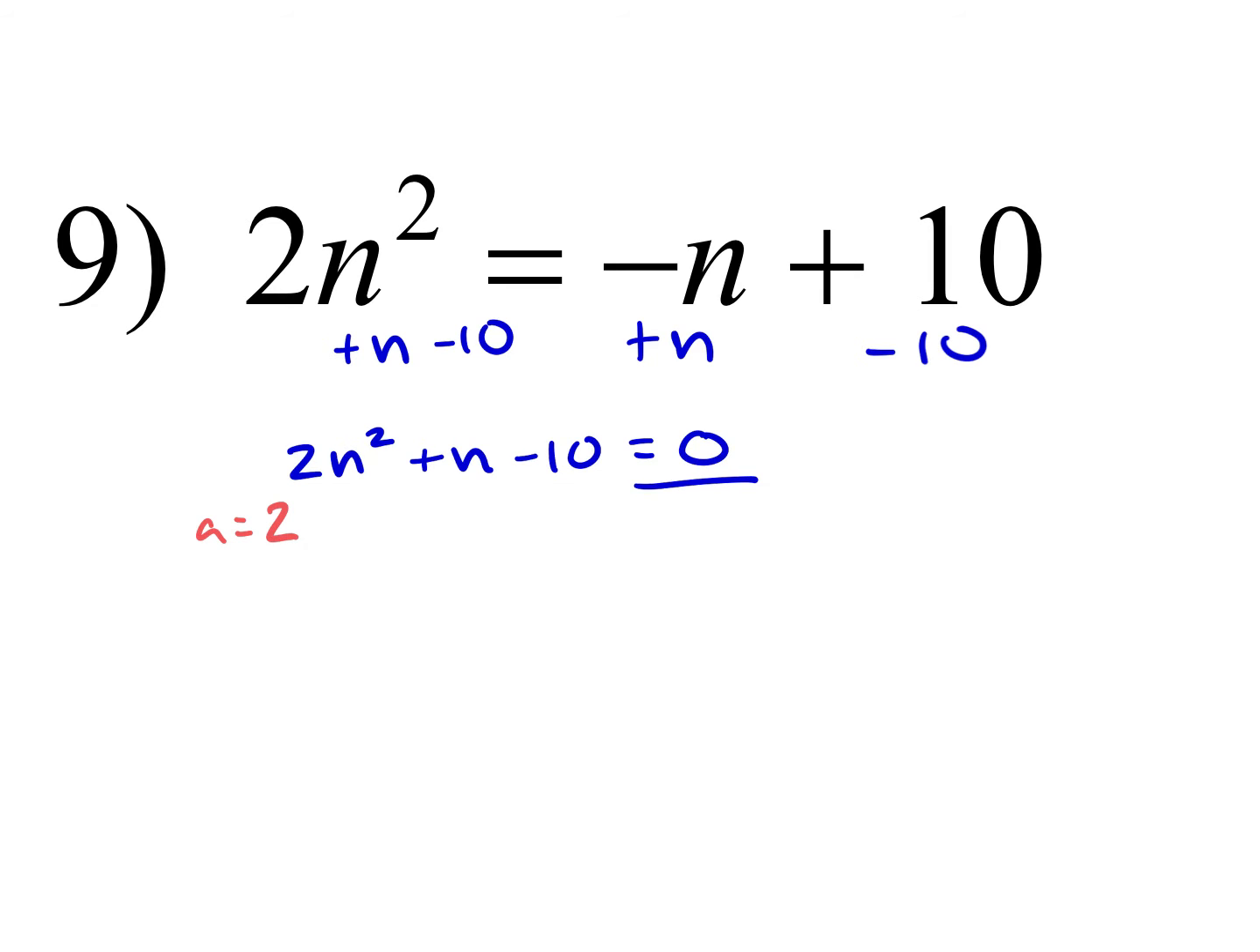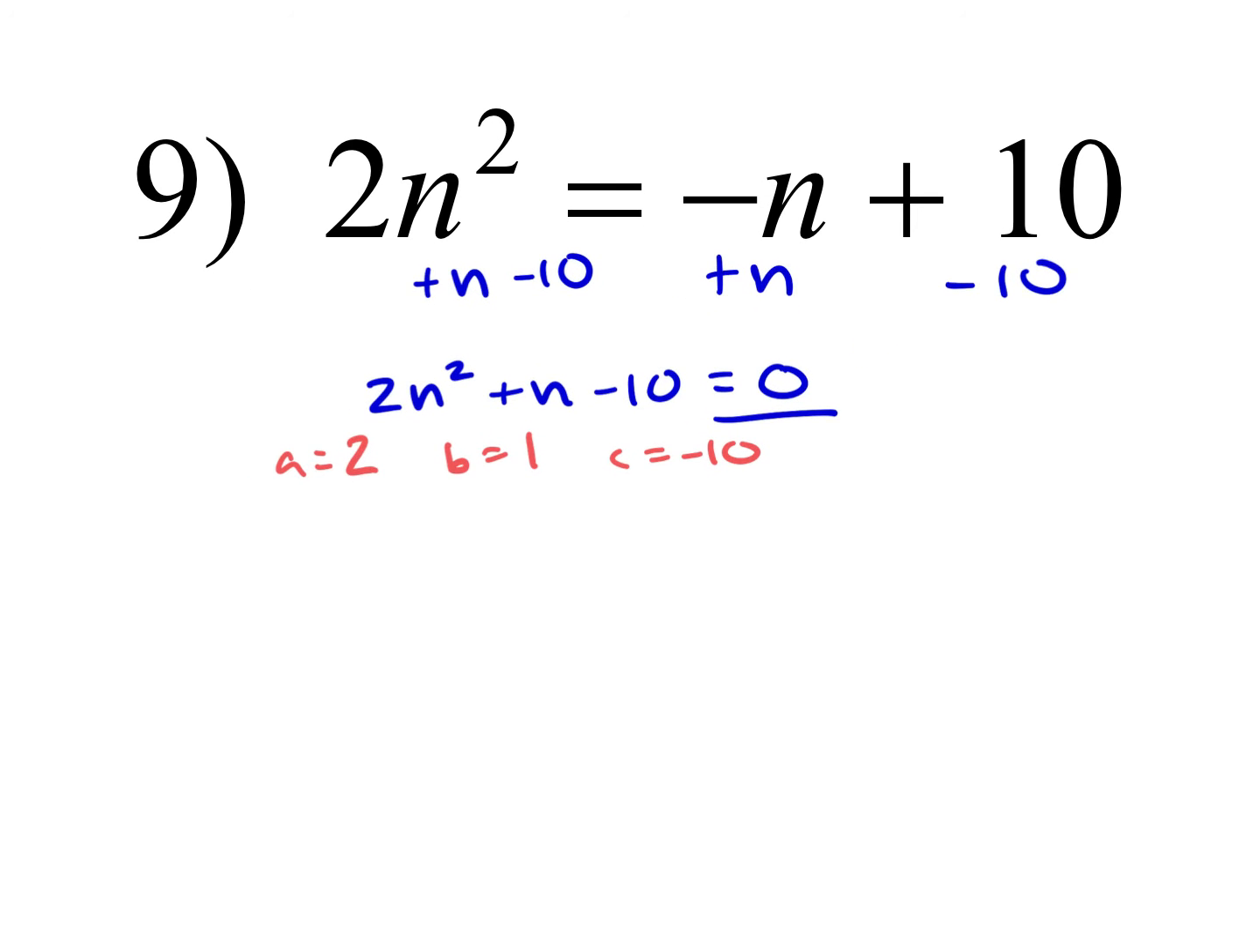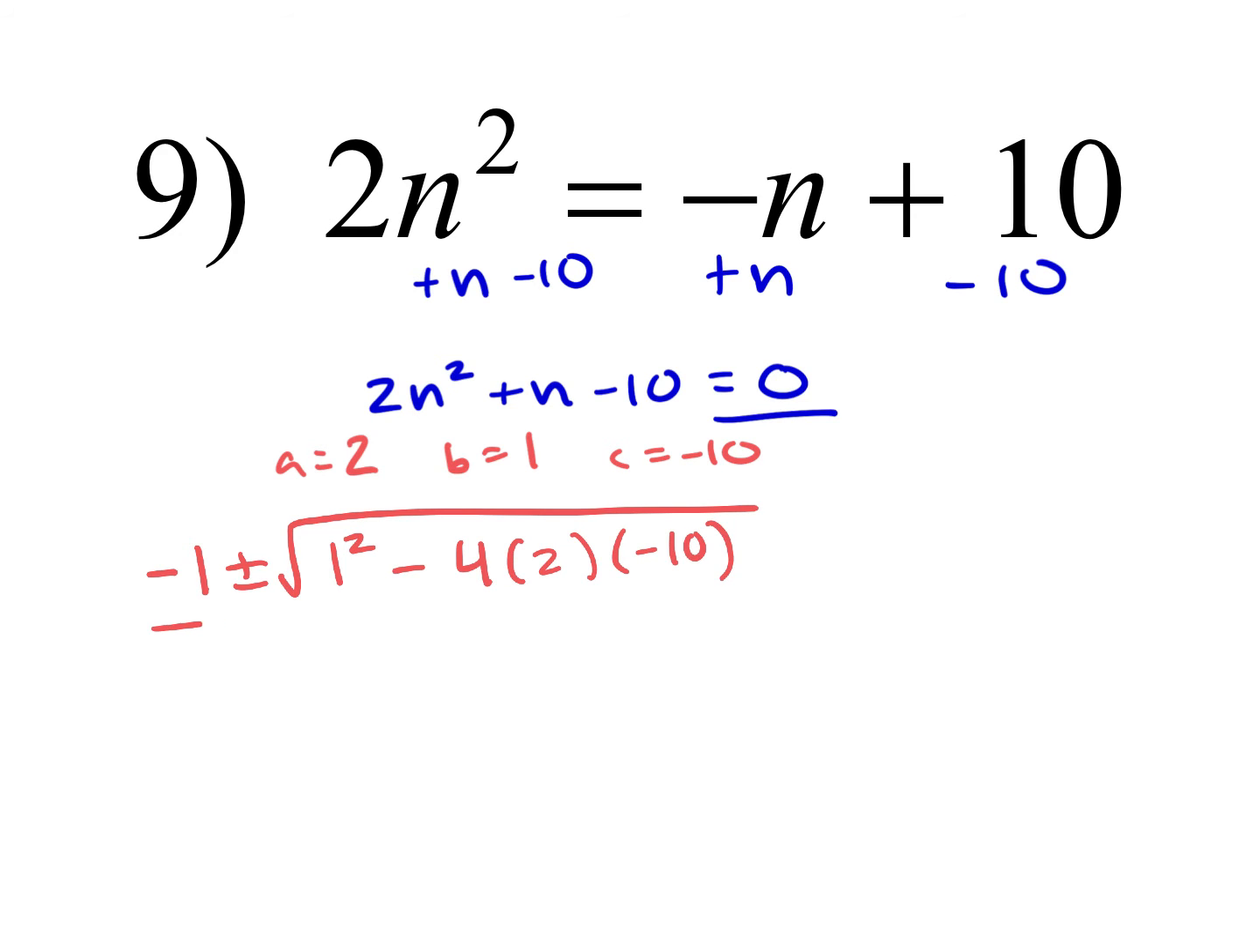So what's A? A is 2. What's B? 1. And what's C? Negative 10. Perfect. Then we plug it in. So negative b plus or minus the square root of b squared minus 4ac over 2a.